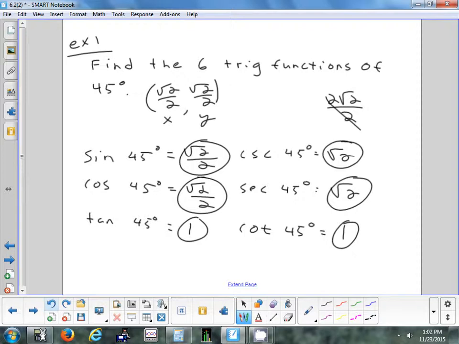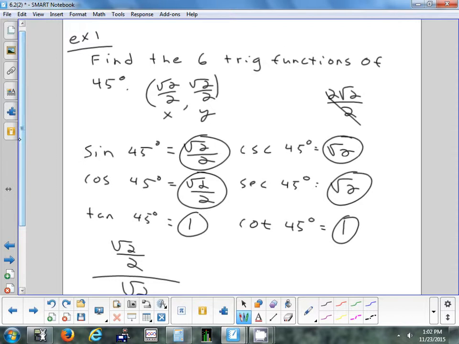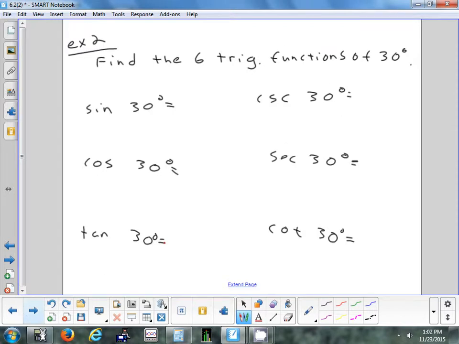What was tangent? Was it x over y or y over x? Tangent is y over x. Yep. So really, if we're going to write it out, it would be this. But if we divide two things that are the same, we just get 1. Yep. All right, let's try it for 30, and then we'll try it for 60. Okay, let's see. What's my coordinate for 30 degrees?